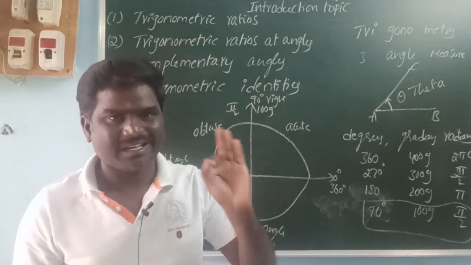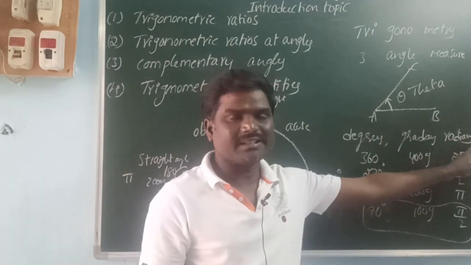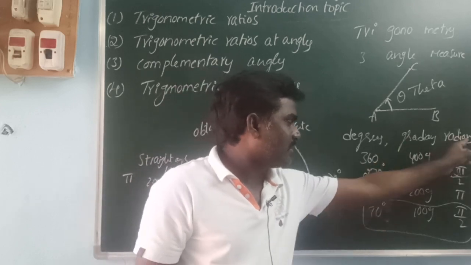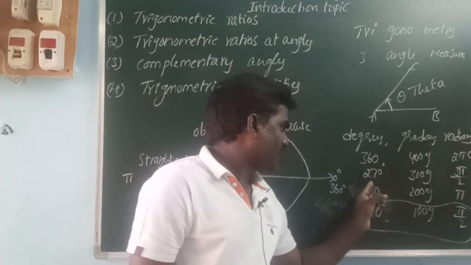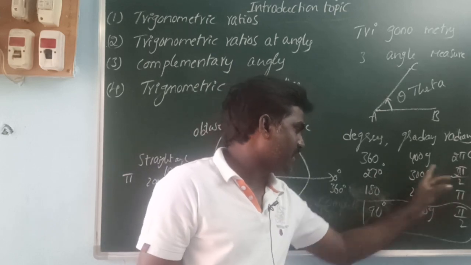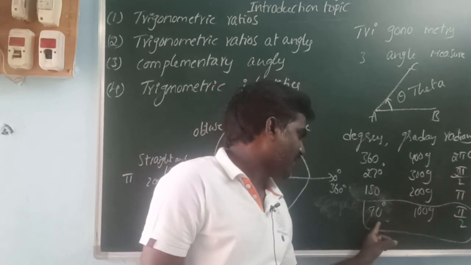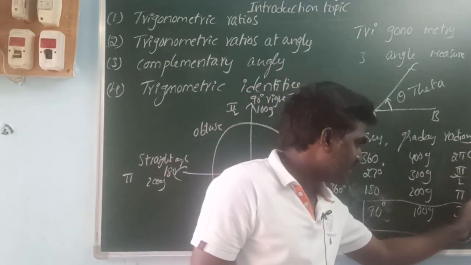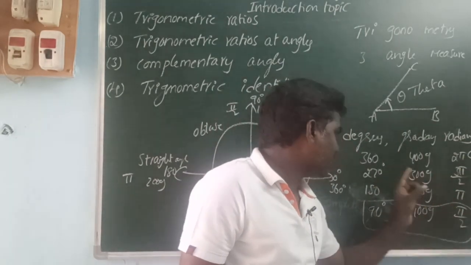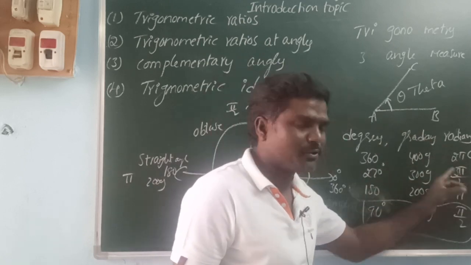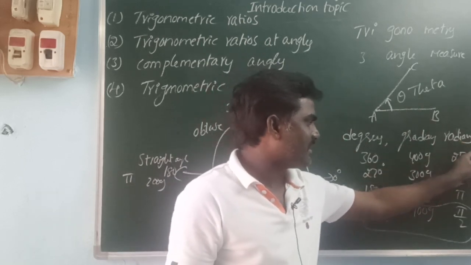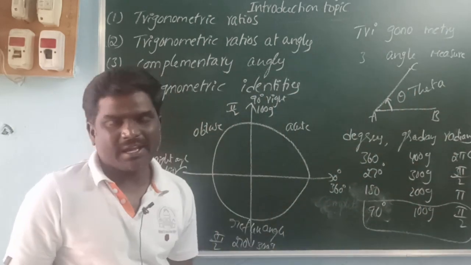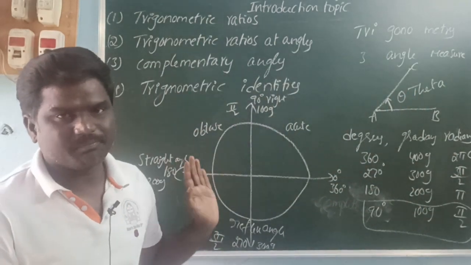How many types? 3 types. What are they? Degrees, gradients, radians. In degrees the complete angle is 360, gradients 400, radians 2 pi. 270, 300, 3 pi by 2; 180, 200, pi; 90, 100, pi by 2. 180 degrees in radians is pi, 90 degrees in radians is pi by 2, 270 in radians is 3 pi by 2. Complete angle 360 degrees in radians is 2 pi. So this is the measurement of angle. How many types? 3 types are there.